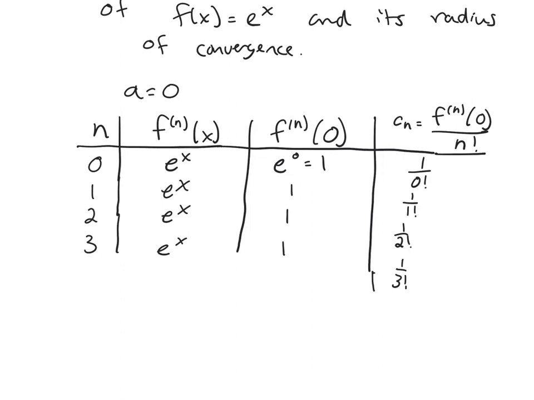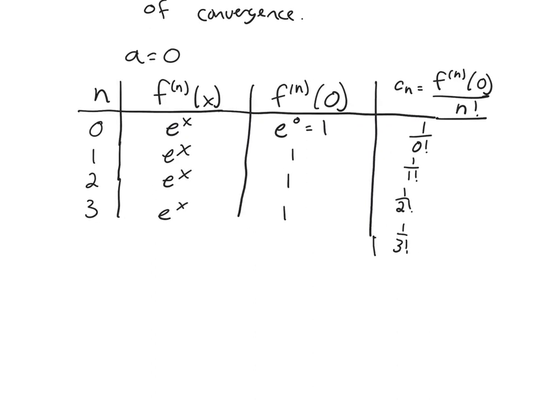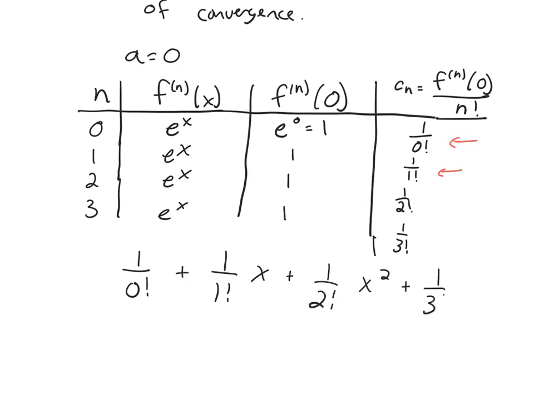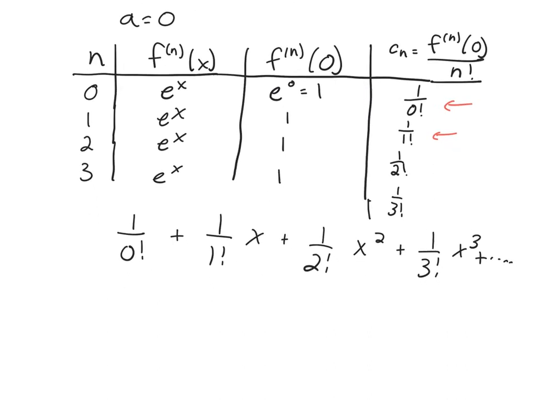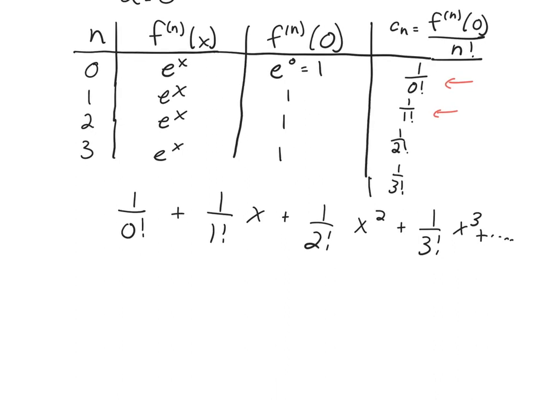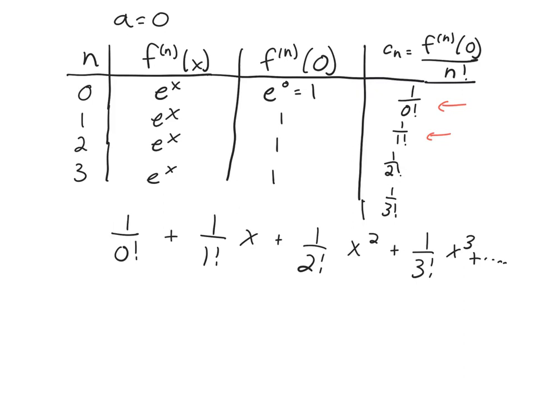So let's see what's going on here. Let's write out the terms for our series. This first term represents my constant, so I'm going to have 1 over 0 factorial. This next one is my coefficient in front of x, so I'm going to have 1 over 1 factorial times x, plus 1 over 2 factorial x squared, plus 1 over 3 factorial x cubed, and so forth. All I have to do is figure out the pattern and write the formula down.